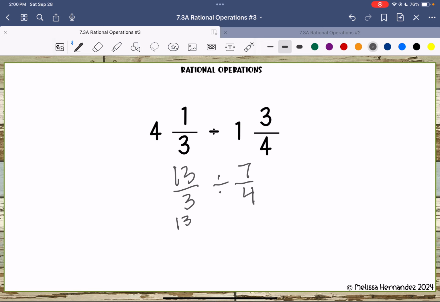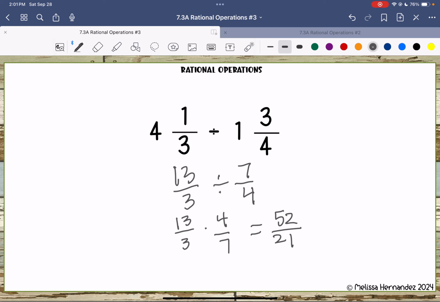When we want to multiply by the reciprocal, it's the second one you flip, not the first. Kids either flip the first or they flip both. So 13/3 times 4/7. And so 13 times 4 is 52. Better double check. Yep. Okay. So 52 over 21.